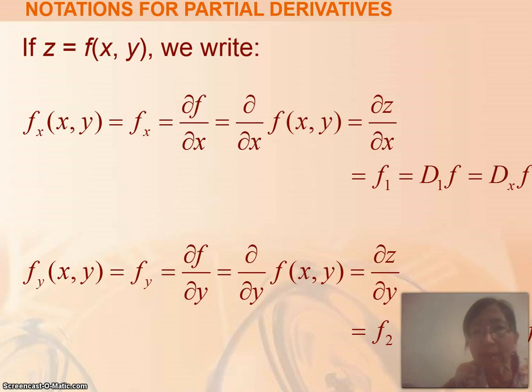Notation for partial derivatives: if z = f(x, y), we write f_x(x, y) = f_x = df/dx = d/dx f(x, y) = dz/dx = f_1 = D_1 f = D_x f. And f_y(x, y) = f_y = df/dy = d/dy f(x, y) = dz/dy = f_2 = D_2 f = D_y f.